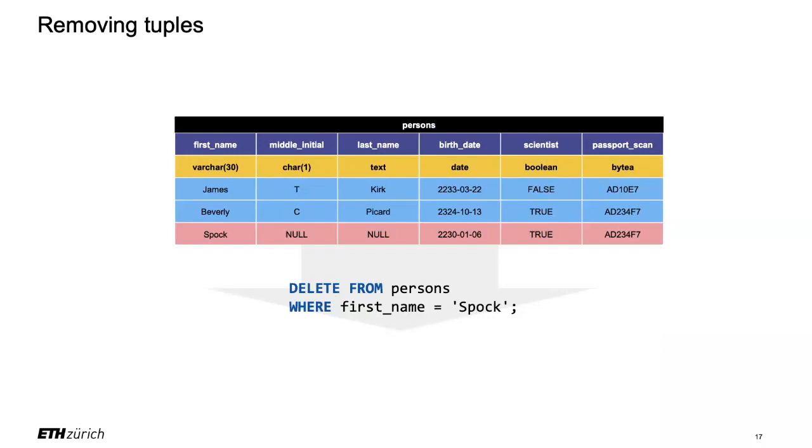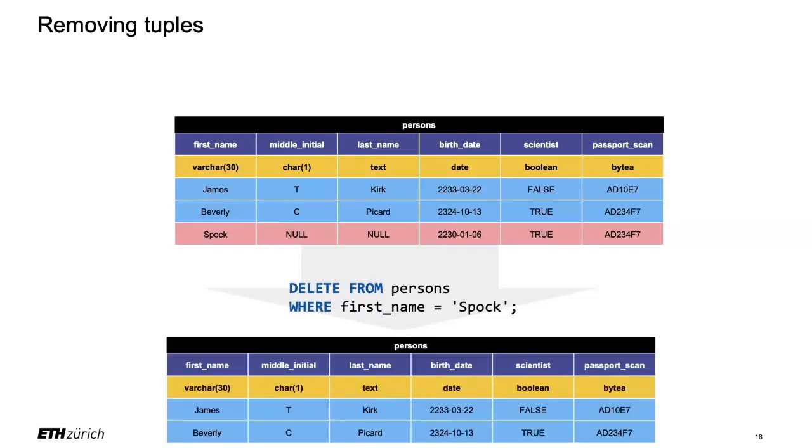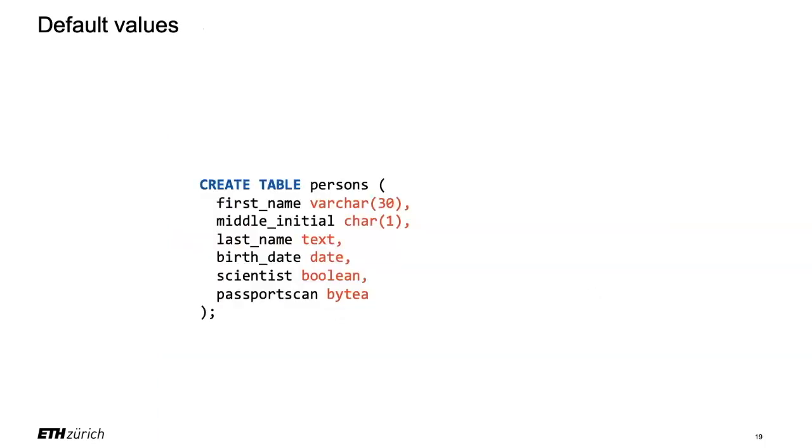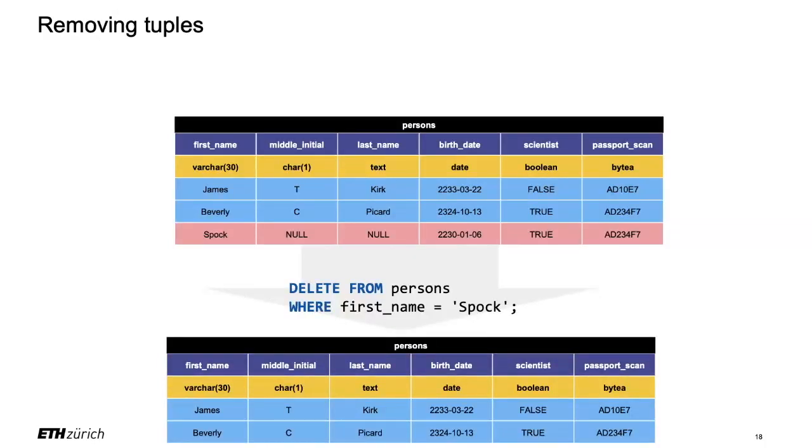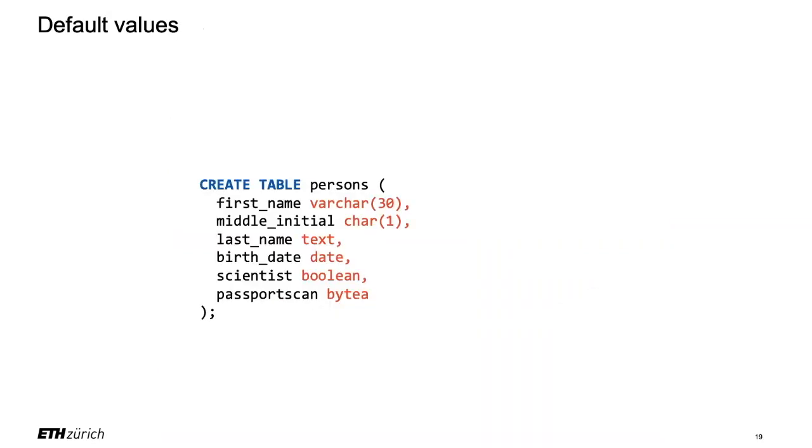All right, and then you can delete. So you can delete, for example, all the records the first name of which is Spock, and then that's it. It only has 2 rows left. All right, so far so good? Everybody's following? Okay. Now let's get to the default values.